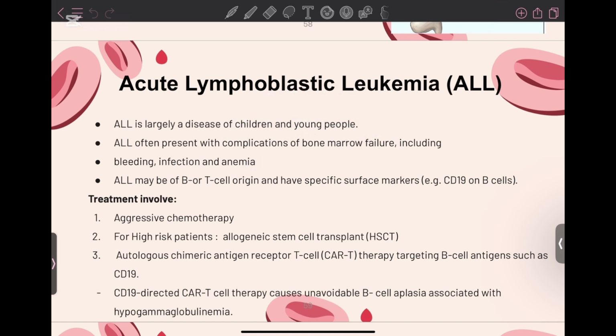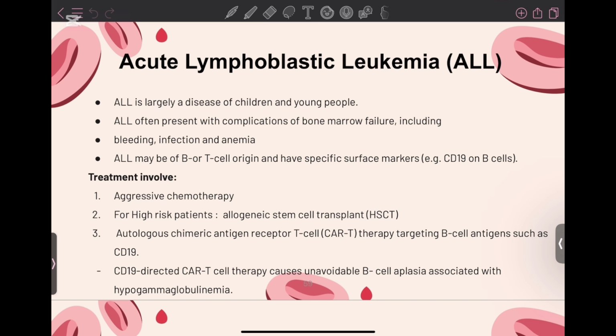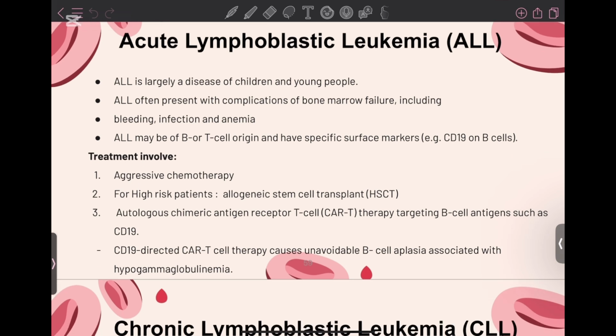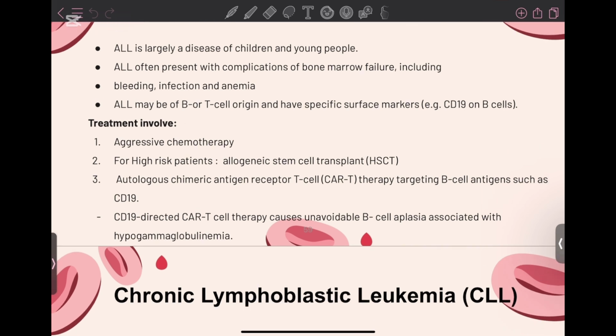It could be of B or T cells, so it could be either B cells or T cells, but the majority are B cells, and they have a specific marker on their surface known as CD19. This is going to be very important when we're going to speak about the treatment. Now, because it's acute, it tends to progress very rapidly and we need to intervene very quickly, we need aggressive chemotherapy, and for high-risk patients, we need allogeneic stem cell transplantation. Another treatment is the use of CAR-T, which we will explain later on, because it's going to be targeting the antigen that is expressed by these cells, which is CD19.